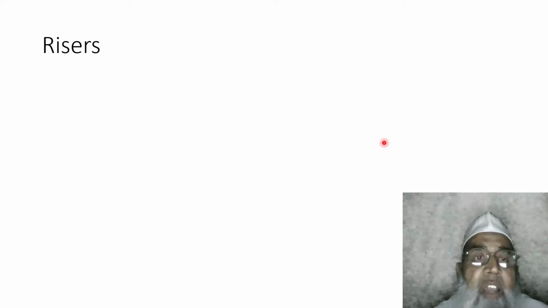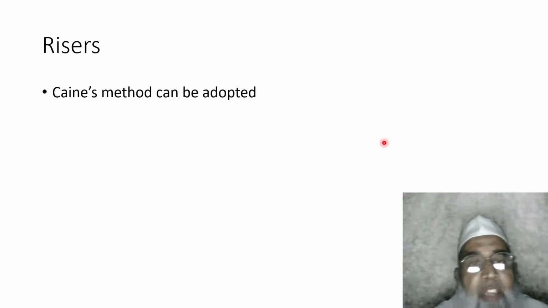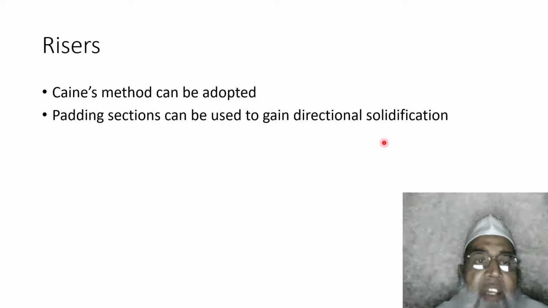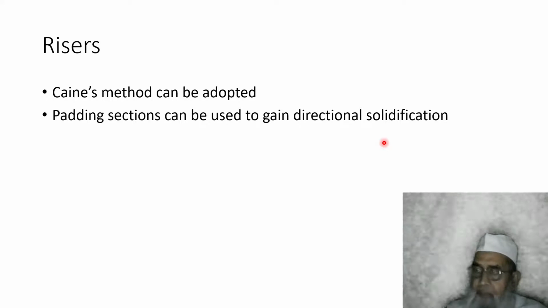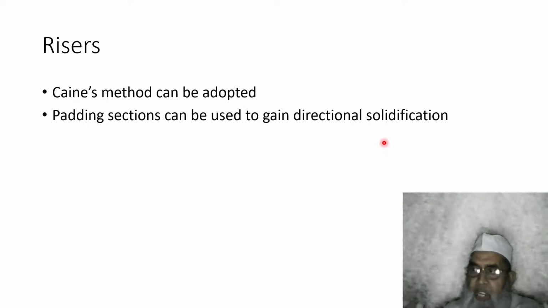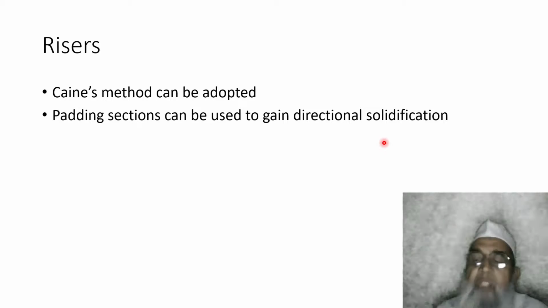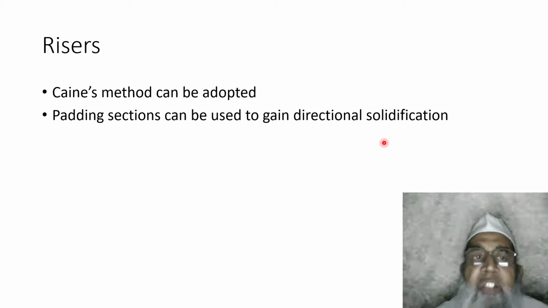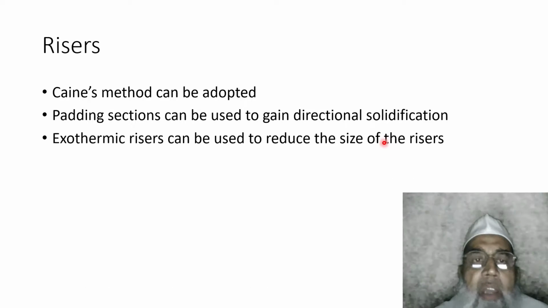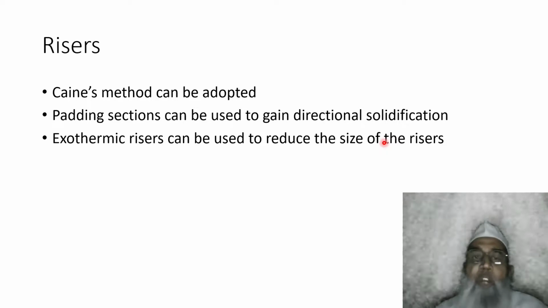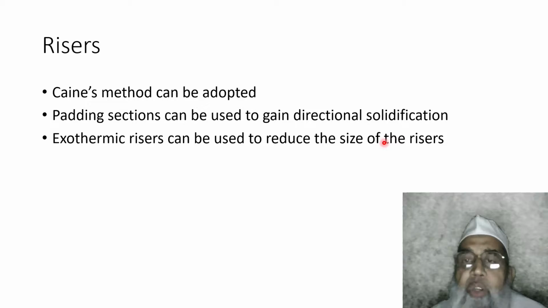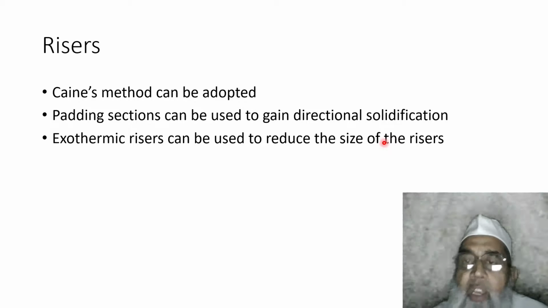Say, for example, a riser. Now, Caine's method can be adopted to design a riser. A padding section can be used to gain directional solidification. This padding section will enhance the solidification time in the riser, and an exothermic riser can also be used to reduce the size of the riser.